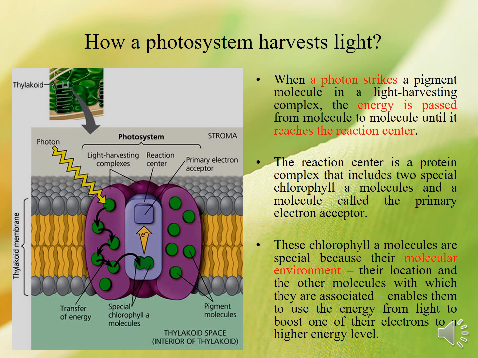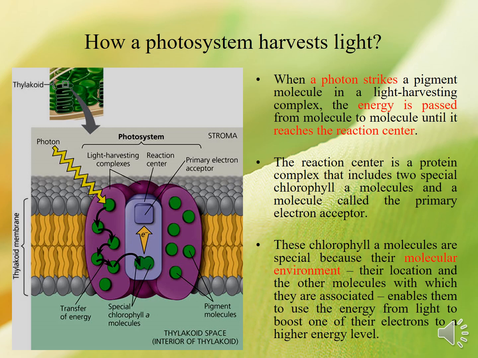As I mentioned before, the photosystem includes the light harvesting complexes, which are the green color. You can see the green color is all the accessory pigments. They have the reaction center in the middle of the photosystem. In the reaction center they have two green molecules, which are chlorophyll a, and they have the primary electron acceptor. So how does this photosystem harvest the light?